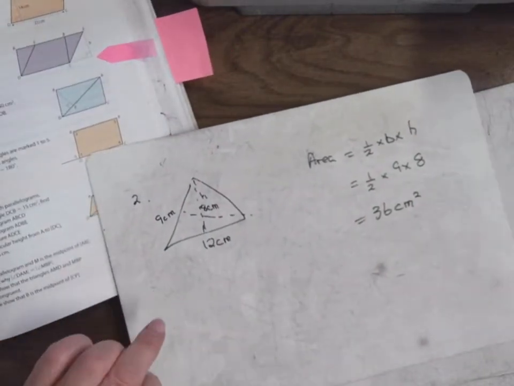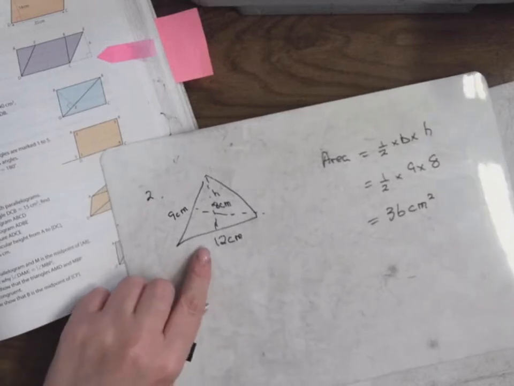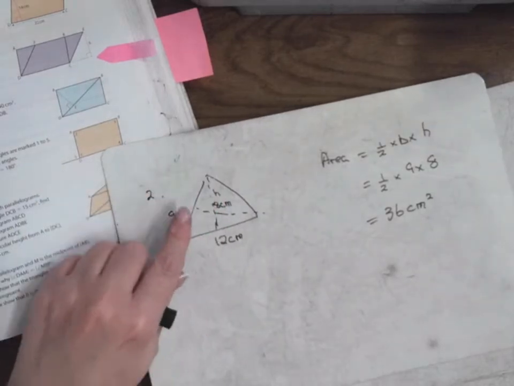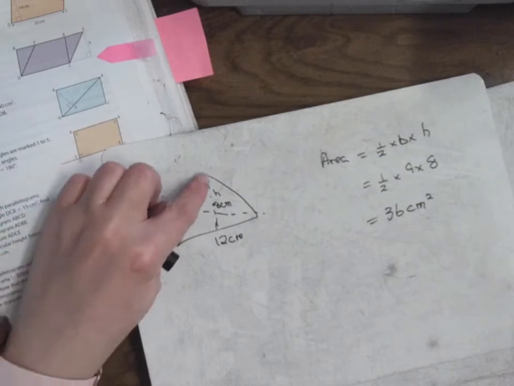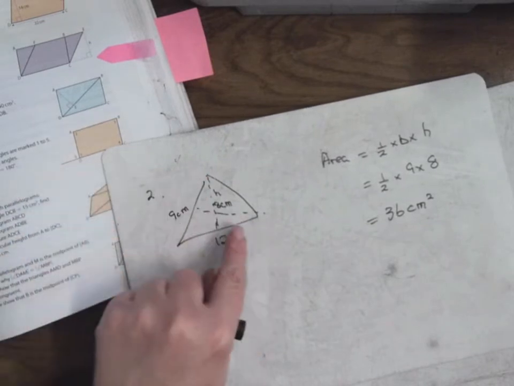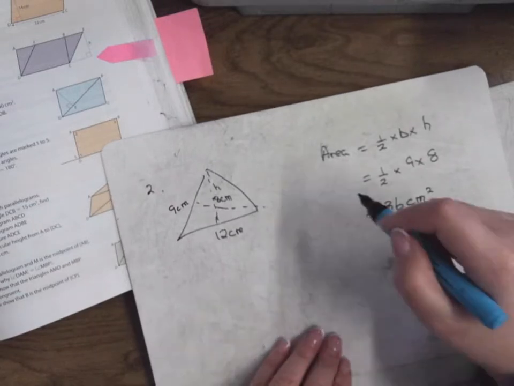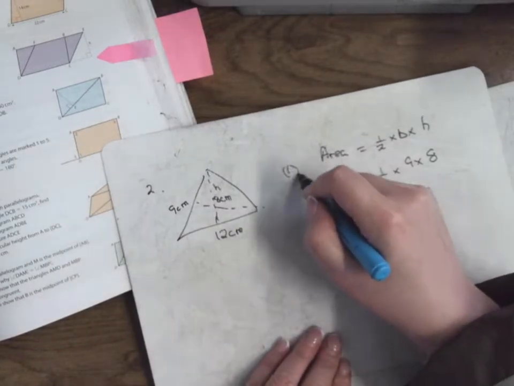Does everyone see how I got the area? I can't use the 12 because I don't have the perpendicular height as the base. So I have to turn it around and use 9 centimeters as my base because I have the perpendicular height, which is 8. Okay, so that's part 1, find the area.